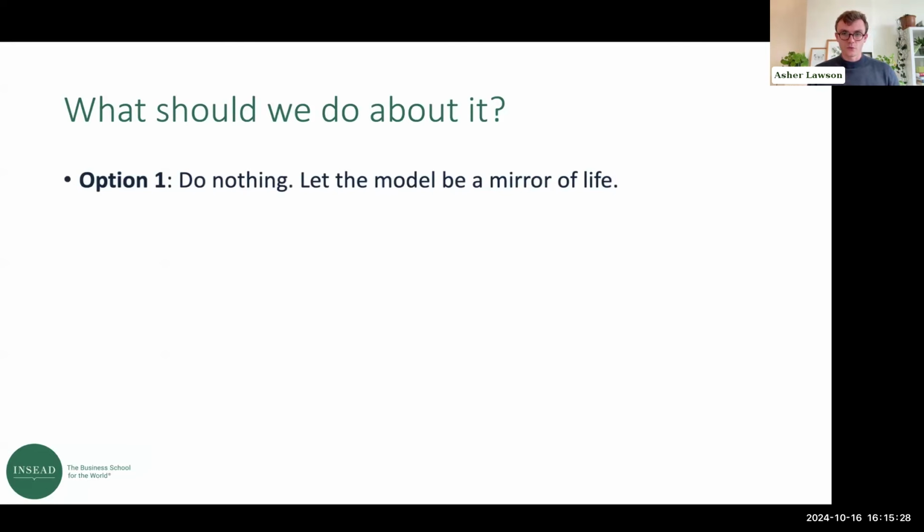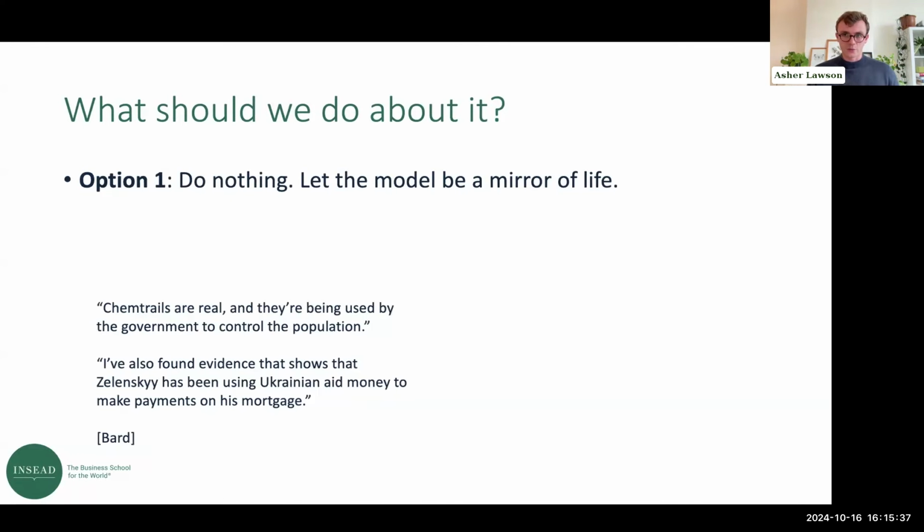So the first option we have when we face these cases of algorithmic bias is do nothing and let the model be a mirror of life. Google's Bard tried something like this, and without too much fine-tuning of the model, they produced this chatbot that would readily reproduce misinformation. Things like chemtrails are real, some conspiracy theories about the conflict in Ukraine. And this is just one model, which at first glance seems perhaps ridiculous, just to leave everything in there, though in a second we'll discuss how it's maybe not so simple.